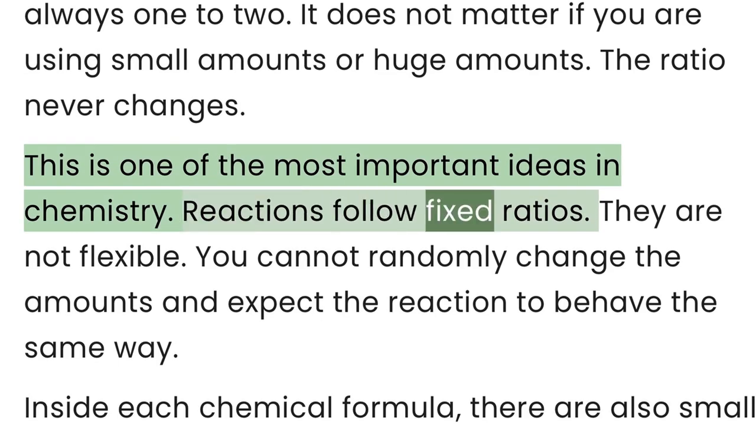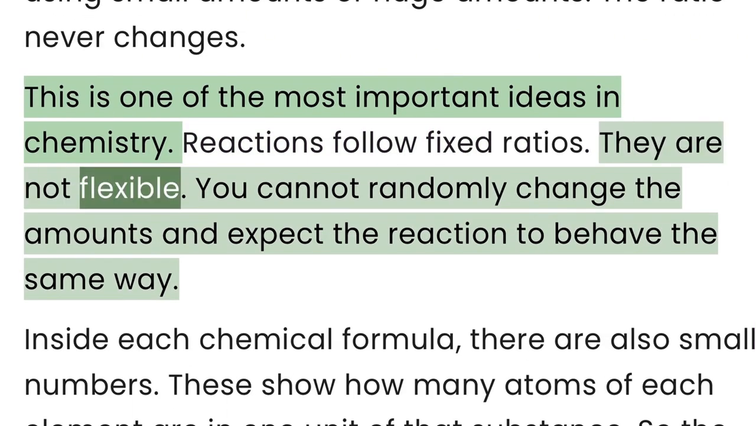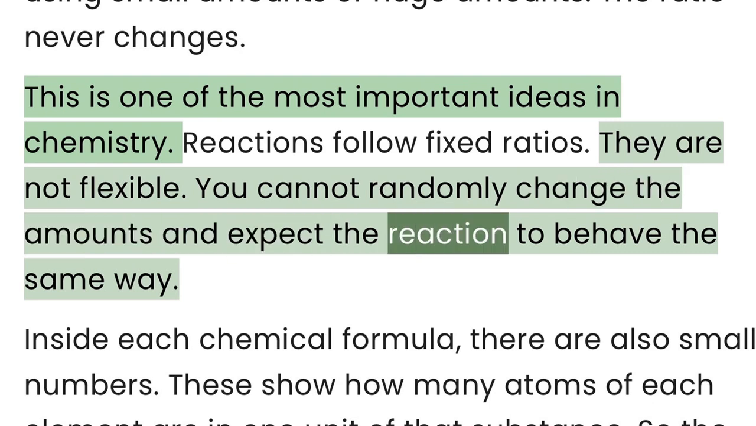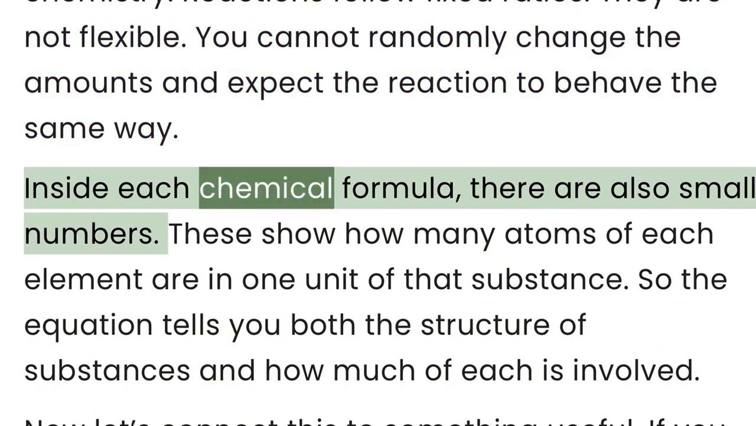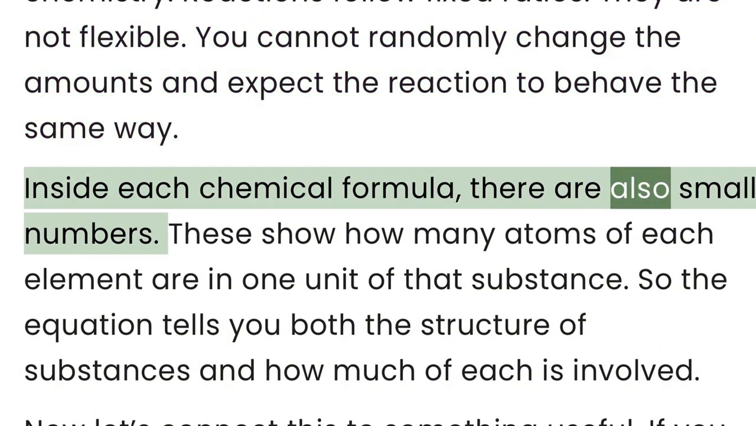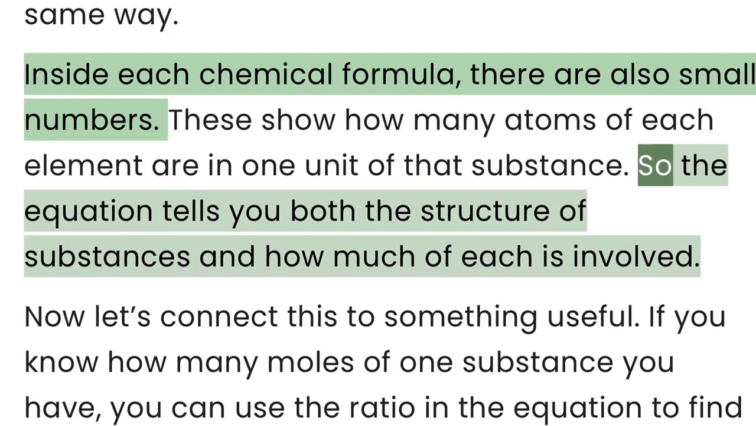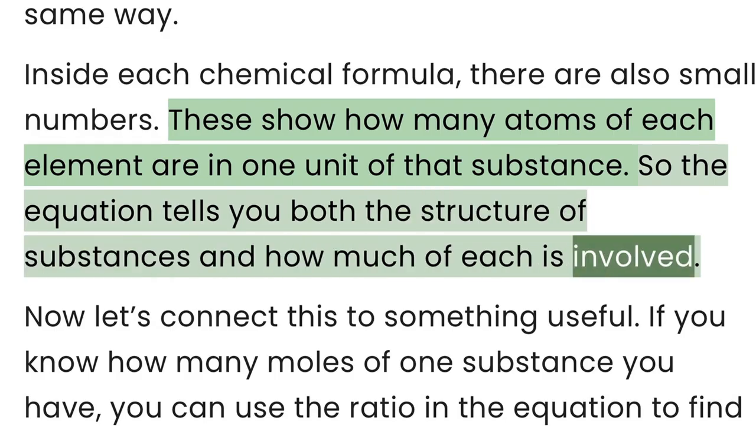Reactions follow fixed ratios. They are not flexible. You cannot randomly change the amounts and expect the reaction to behave the same way. Inside each chemical formula, there are also small numbers. These show how many atoms of each element are in 1 unit of that substance. So the equation tells you both the structure of substances and how much of each is involved.